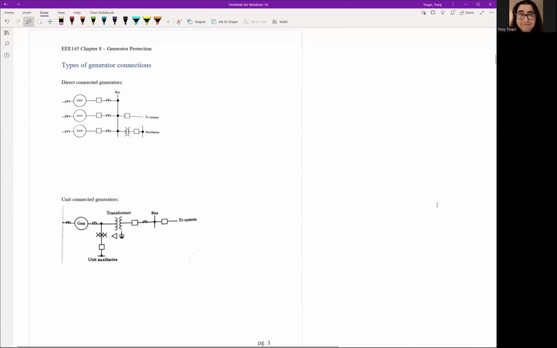Now, those are the problems with generators in general. In the power system, there are two major types of generation setup. You have directly connected generators. These are typically your smaller generators, your distributed generation. Notice that direct connected means there's no step-up transformer. So whatever the voltage is on the system, that's the voltage the generator is running at as well.